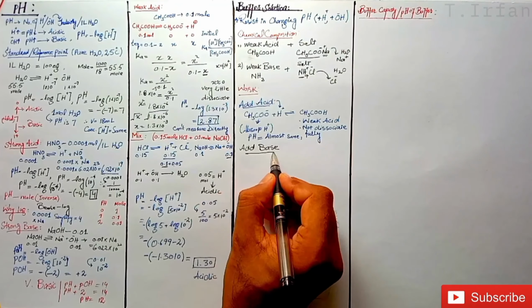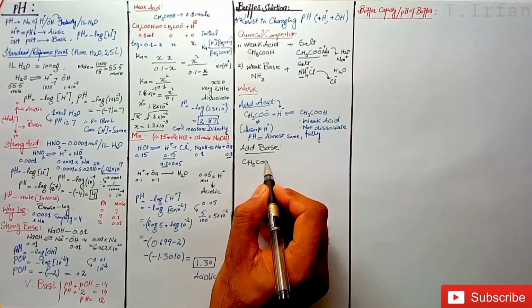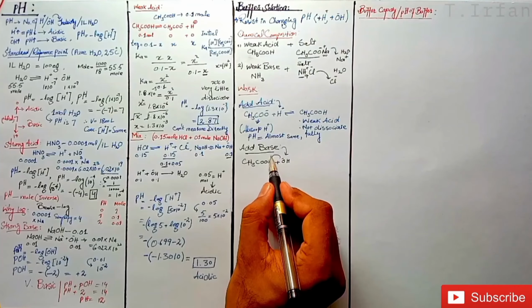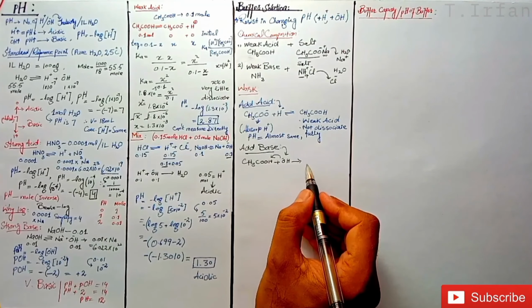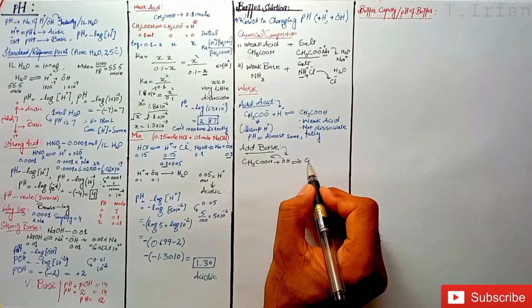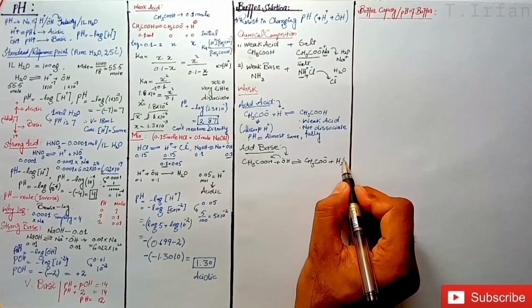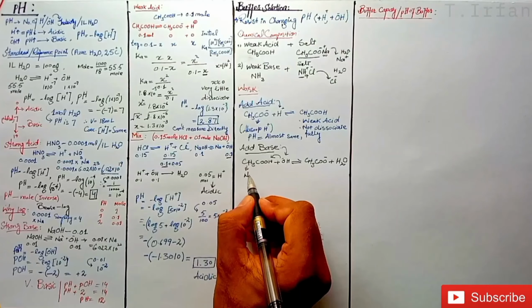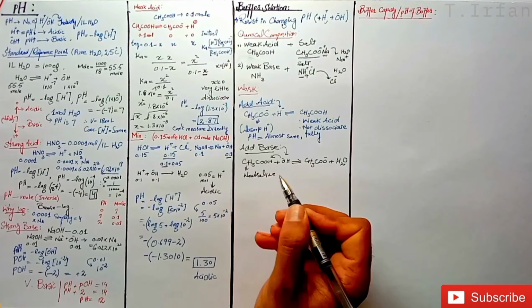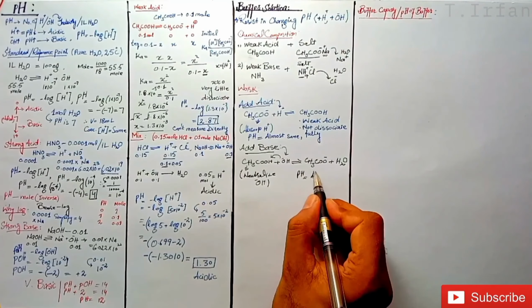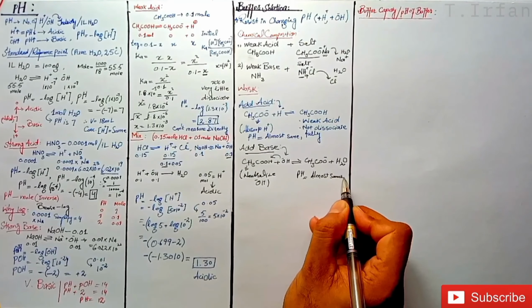And when we add base to a buffer solution, the base gives hydroxyl ions which can disturb the pH. But the buffer solution contains a weak acid. Hydroxyl ions extract a proton from the weak acid and form water and acetate ion. So we can say that the weak acid of the buffer solution neutralizes the effect of the hydroxyl ions and keeps the pH almost the same.